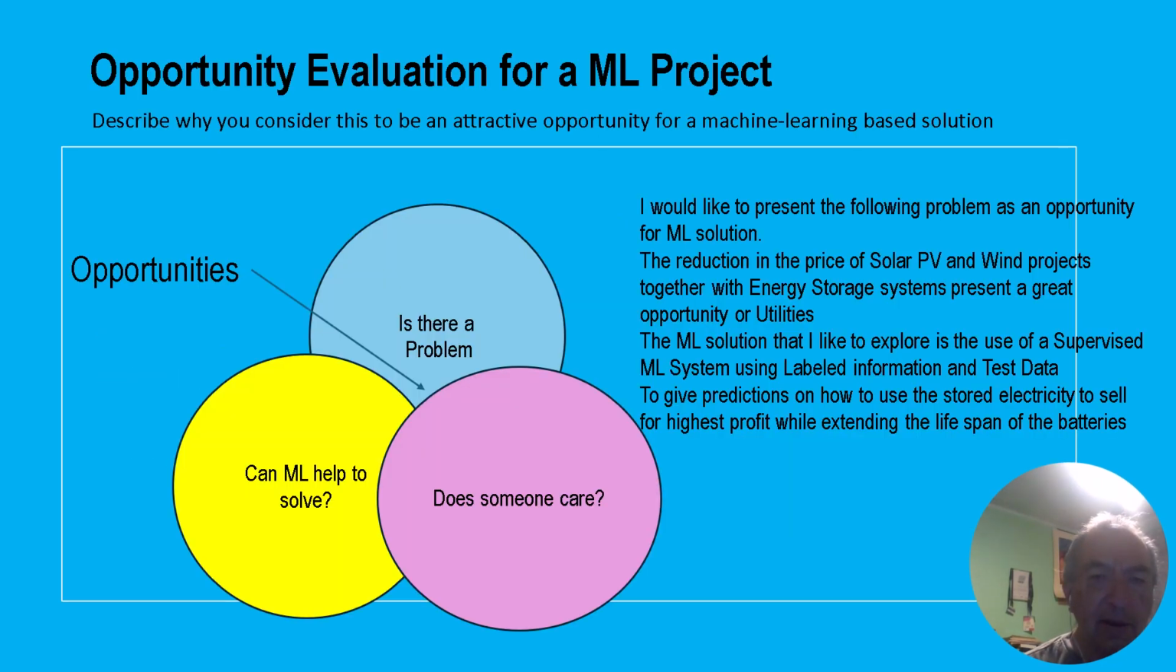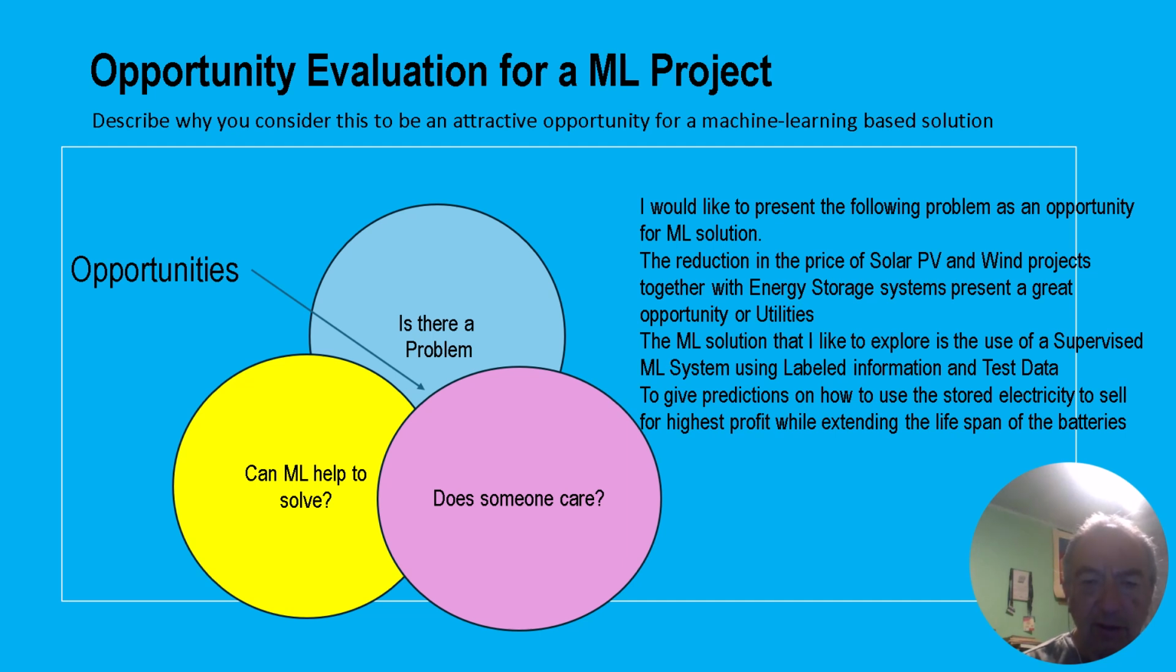In this slide, the main objective is to demonstrate that there is a problem and we have a solution that can generate substantial financial benefits, as well as others, to the utilities, and comes as a result of the reduction in prices for solar PV and wind projects in addition to a lower cost of energy storage systems.